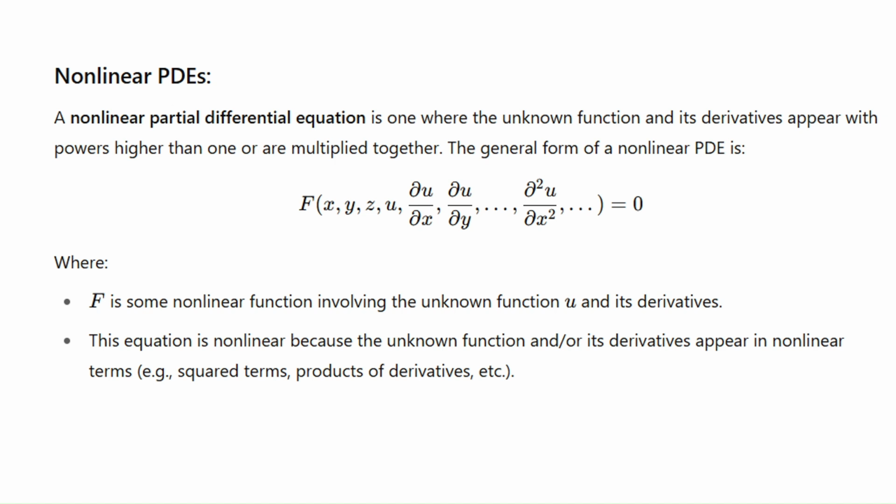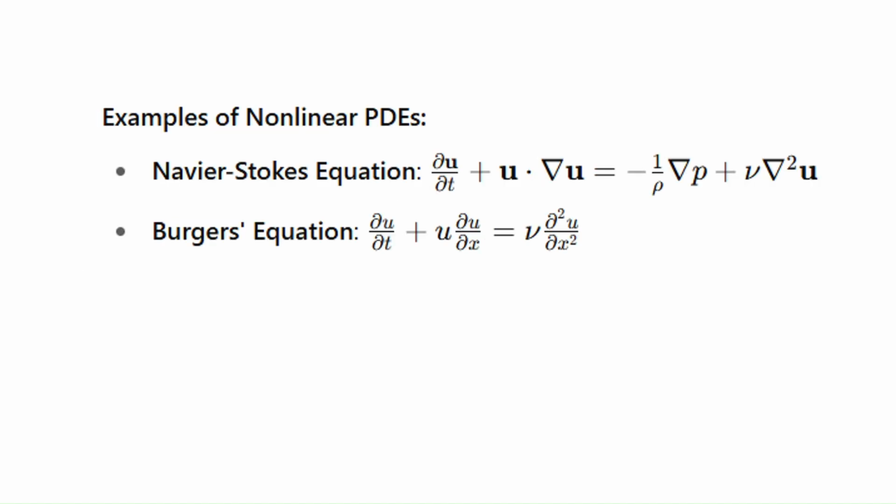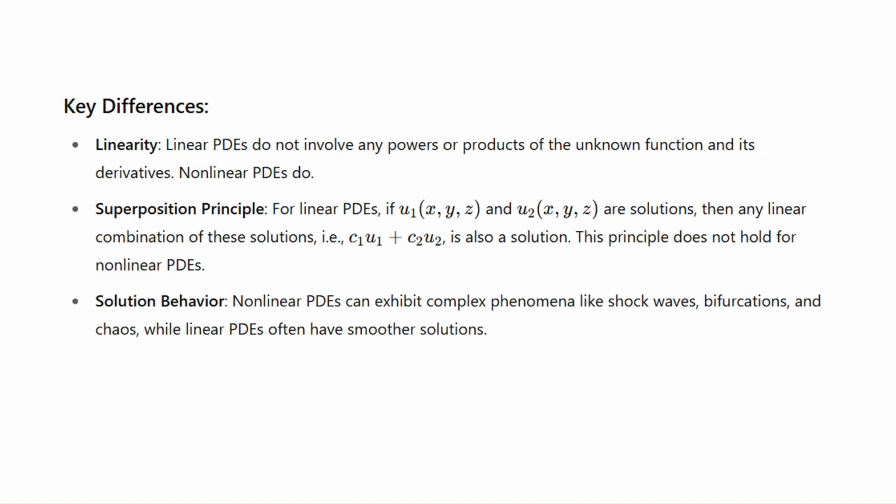This equation is nonlinear because the unknown function and/or its derivatives appear in nonlinear terms, that is square terms, products of derivatives, etc. Examples of nonlinear PDEs: Navier-Stokes equation, Burgers' equation. Key differences between linear and nonlinear PDEs.